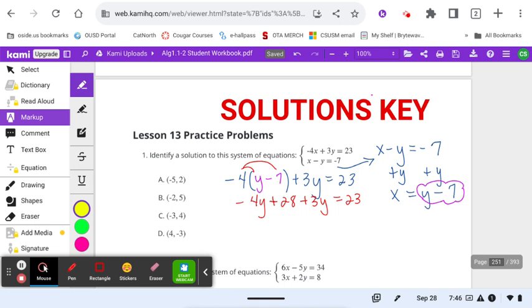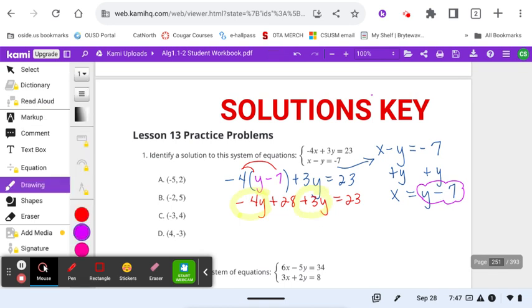Now we're able to combine like terms. The y's go with the y's. Negative 4y plus 3y is going to make negative 1y. Remember that you don't have to put the 1 there. It can be invisible. The 28 is still there on the left, and the 23 is still there on the right of the equal sign. We're now going to move the constant over by subtracting 28 from both sides. That cancels this out. 23 minus 28 is negative 5.